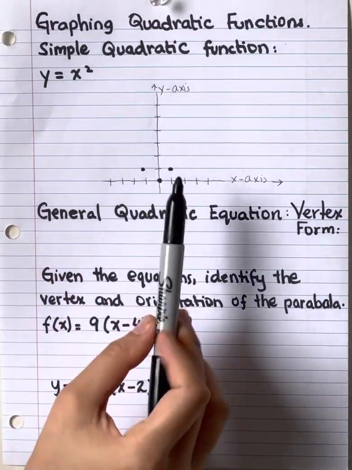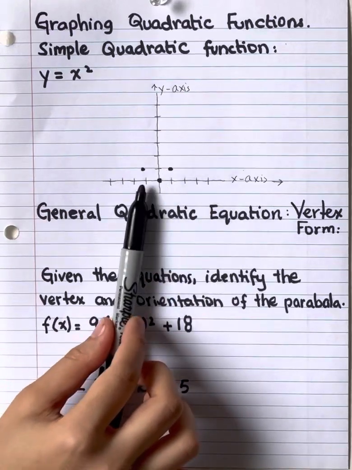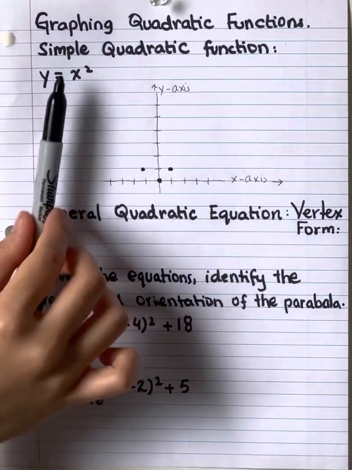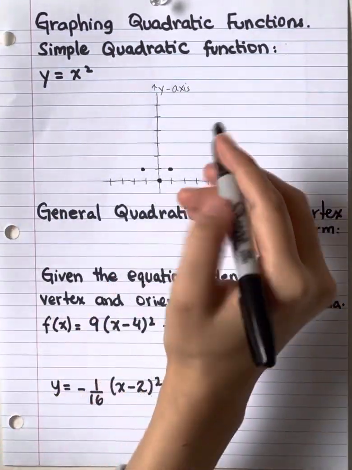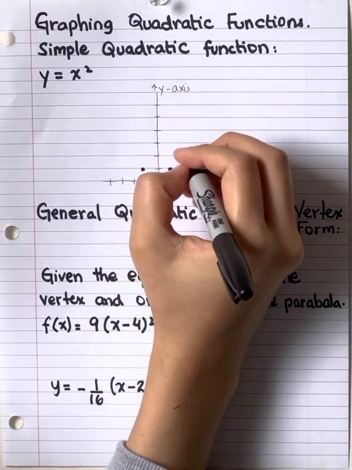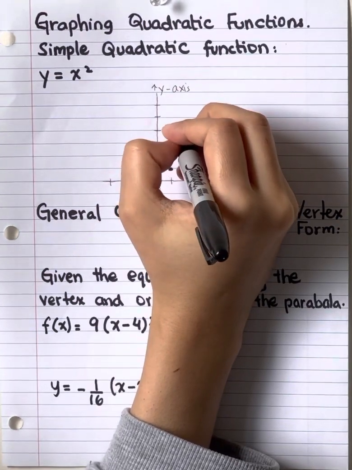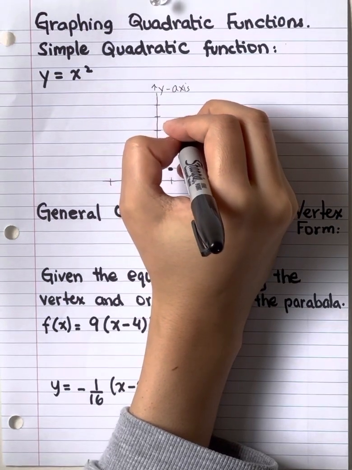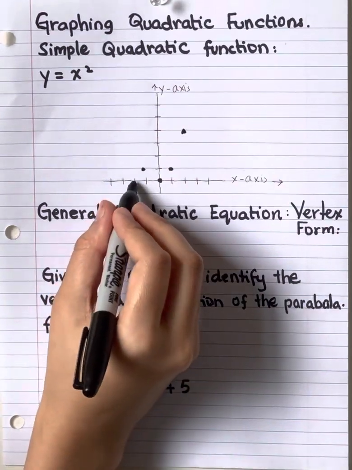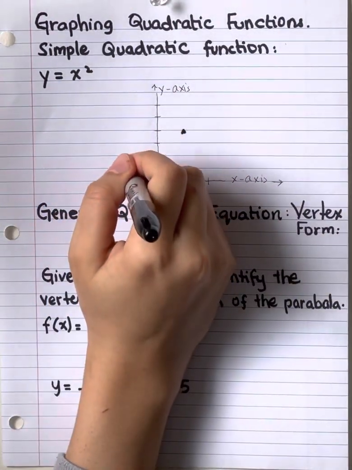0. When our x is 1, our y is 1. When our x is minus 1, our y is still 1. When our x is 2, our y is double that value, which is 4. When our x is minus 2, our y is minus 2 times minus 2, which is plus 4.